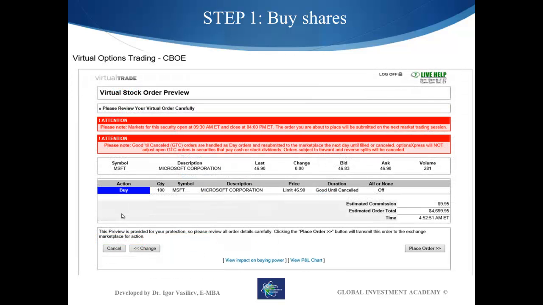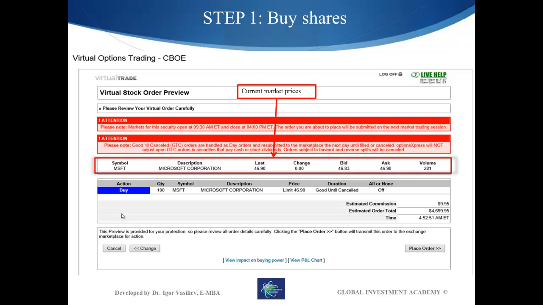After that, you can see in red because the market is closed right now, and that's why we have these warnings. But in reality, what you can see here, first of all, is current market prices. So you can see the last price, bid and ask. Remember that we always buy shares at the highest price, so we pay the ask price. It's easy to remember that we are happy to pay the smaller price, which is 46.83, but in reality, we're going to pay a higher price.